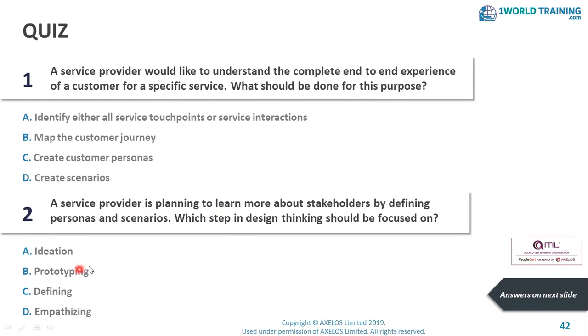If you look at the sequence of these steps in design thinking, the first step is empathizing, then defining, then ideation, then prototyping, and finally testing. Empathizing is the one where it is about learning more about the users and working with them, observing their behaviors, and understanding more clearly. Therefore, the correct answer would be empathizing.